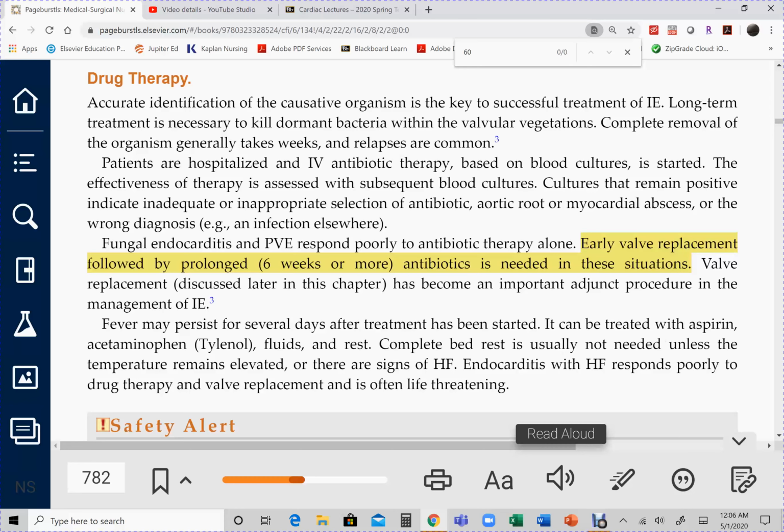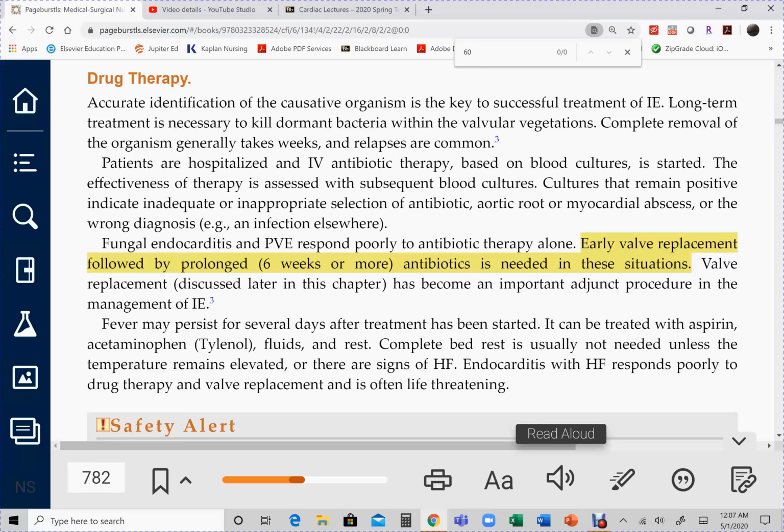So now on top of the antibiotic infusion, you're also responsible for monitoring the central venous access device and changing the dressings, keeping in mind that this is another portal of entry, so the patient could possibly get another infection through the central line. What's written here is that 6 weeks or more is only for endocarditis caused by fungi or those organisms that don't respond very well to IV antibiotic therapy.